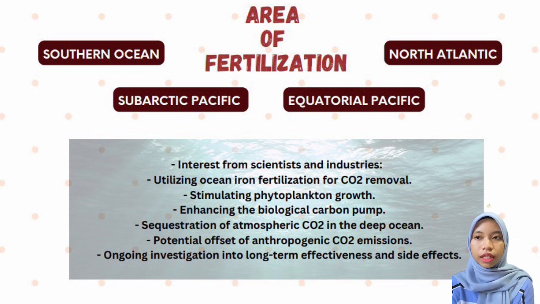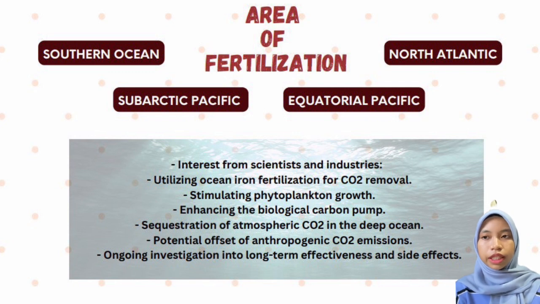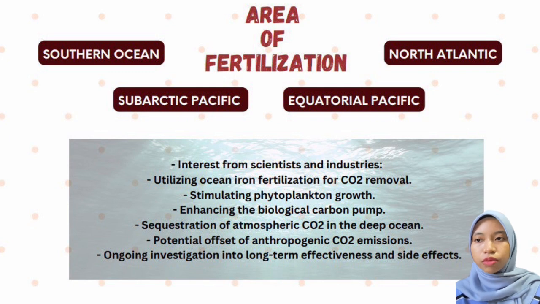Specifically, the article mentioned the following high nutrient, low chlorophyll regions that have been the focus area of ocean iron fertilization experiments: the Southern Ocean, Subarctic Pacific, Equatorial Pacific and North Atlantic. The interest in these regions stems from the potential to stimulate phytoplankton growth and carbon sequestration through the biological pump by adding the limiting nutrient, which is iron. If successful, this could serve as a potential method for mitigating atmospheric CO2 levels and addressing climate change concerns.